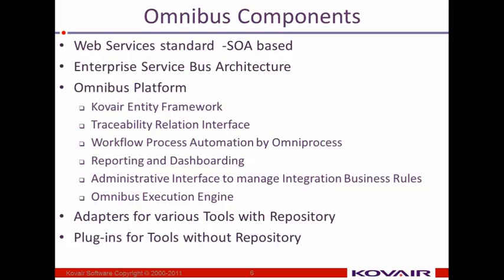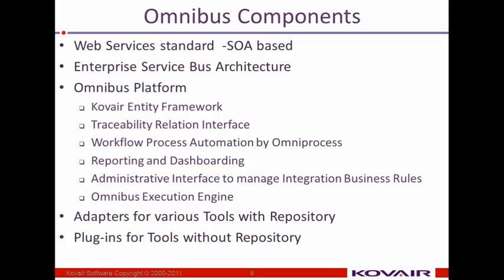You don't have to bring any developer or any IT resource to code and change the adapter, which is necessary for any point-to-point integration. Because in point-to-point integration, the integration code itself has the hard-coded business rules, and every time you need to change that business rule, you have to change that integration code. And finally, of course, the Omnibus platform includes the Omnibus execution engine.